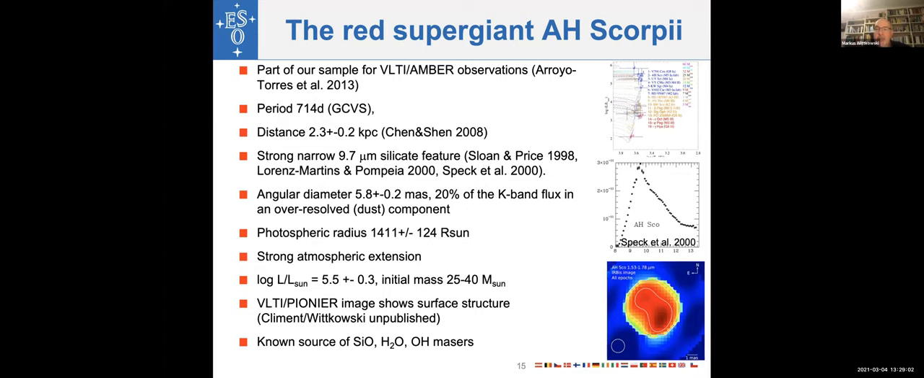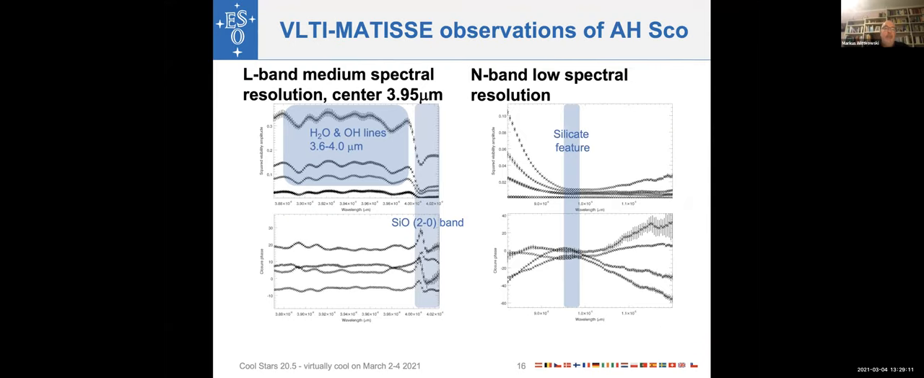So I'm not as confident as for the published ones, but I think it's kind of okay, which you see on the lower right. And then when we come to Matisse, we observe in the L band at medium spectral resolution and in the N band at low resolution. You see the visibility curves, we see different features. This bumpy visibility curve between 3.6 and 4 microns, we believe is due to water and/or H lines. And then we see this dip in the SiO first overtone band. And here we also see a closure phase signal. So that means that SiO is extended and it's also asymmetric.